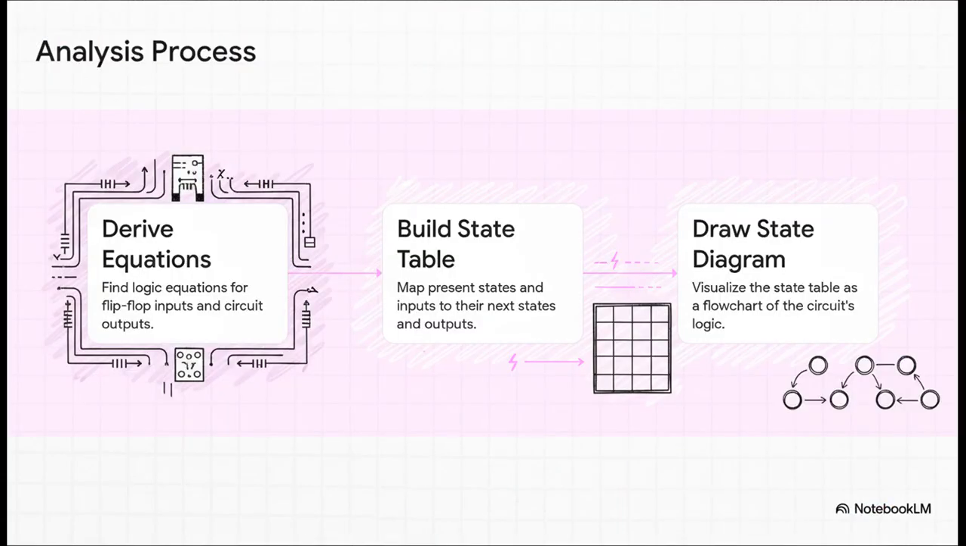And luckily, engineers have a very methodical way to do this. It's a three-step process. First, you literally trace the connections on the circuit diagram and write out the logic equations that describe what signals are going into the flip-flops. Second, you use those equations to build what's called a state table. It's just a big chart that says, okay, if I'm in this state and I get this input, I'm going to go to that next state and produce this output. And finally, you take all the data in that table and you draw the state diagram, which turns all that raw data into a map that you can actually understand at a glance.